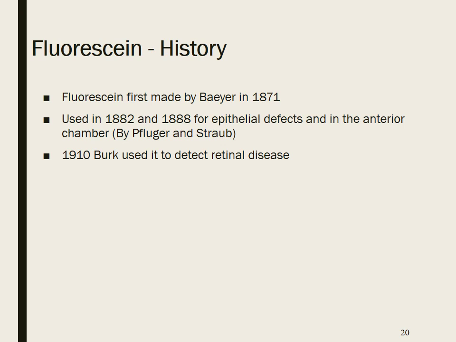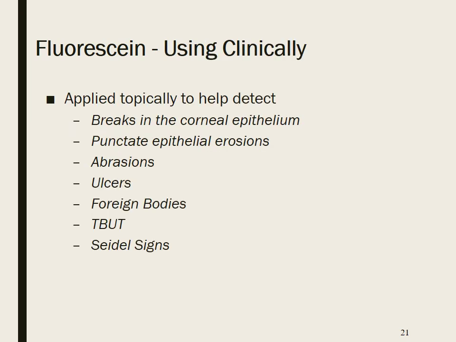Fluorescein was made by Bayer in 1871 and used in 1882 and 1888 for epithelial defects and in the anterior chamber by Fluger and also Stroke. In 1910, Burt used it to detect retinal disease. Fluorescein applied topically in the clinic helps to detect breaks in the corneal epithelium, punctate epithelial erosion, abrasion, ulcers, foreign body, tear breakup time, and also Seidel sign.